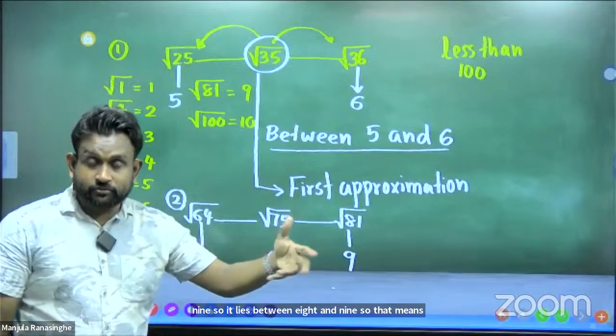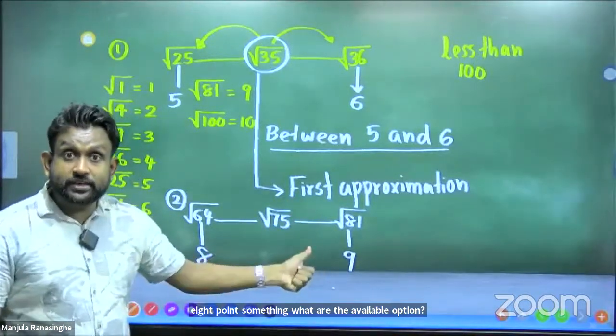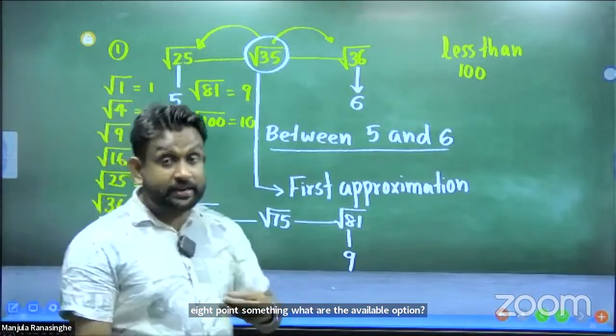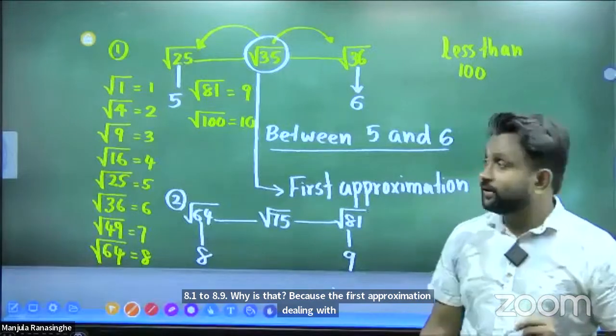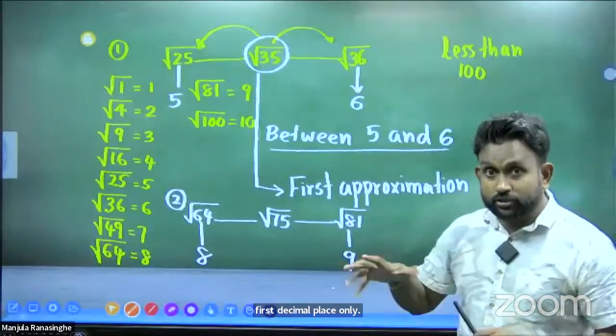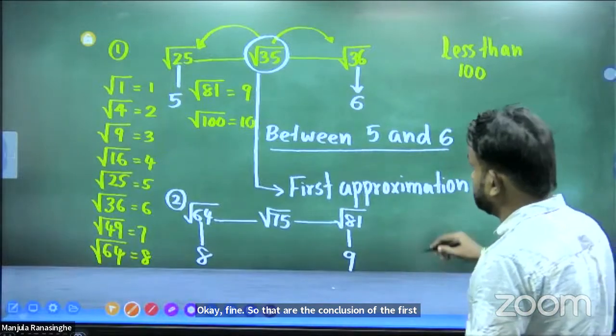Okay, 8 point something. What are the available options? From 8.1 to 8.9. Why is that? Because the first approximation deals with the first decimal place only. Okay, fine. So that is the conclusion of the first question. Now we will move to the second question, right?